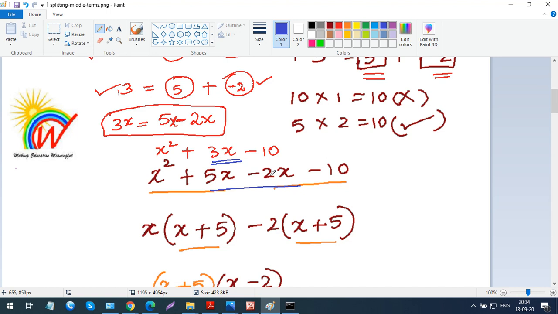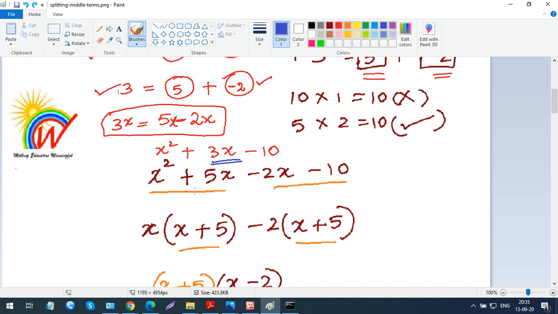So now what am I going to do? I am going to group them into 2. So just group them, first 2 terms and second 2 terms. That's it. Since you have written 5x minus 2x, you are getting 4 terms in total, so you group them as 2 each.